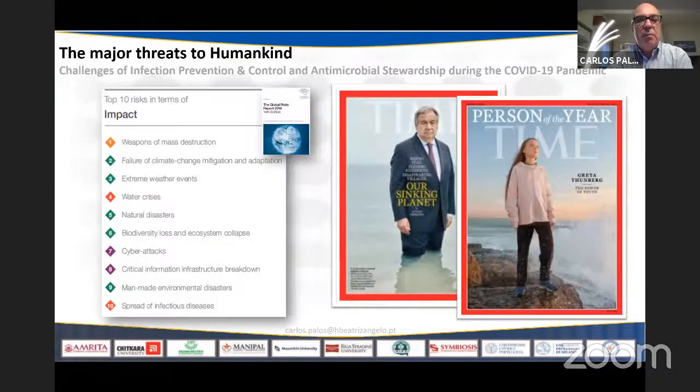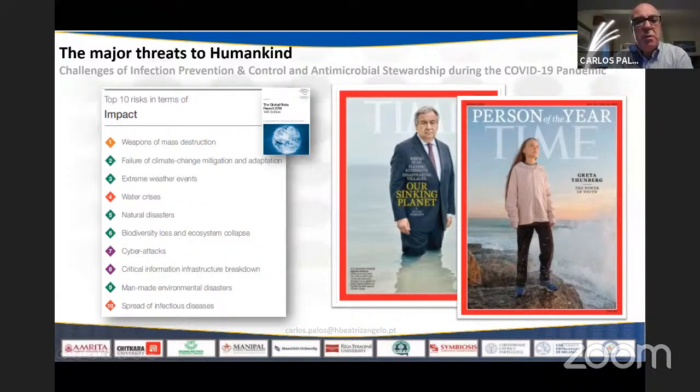We know that there are some global risks for humankind, and the World Economic Forum, in the 2019 edition, pointed out weapons of mass destruction and the issues related with climate change as the major problems. And you can see here 2 covers of the Time magazine. Both are related with Portugal, because the first one is the Secretary General of the United Nations, who is Portuguese, and the second cover is from Greta Thunberg, that you know who she is. And this picture was also taken on the coast of Lisbon. But you can see that in the 10th place, there is the spread of infectious diseases.